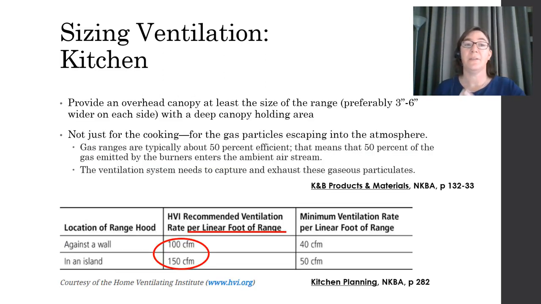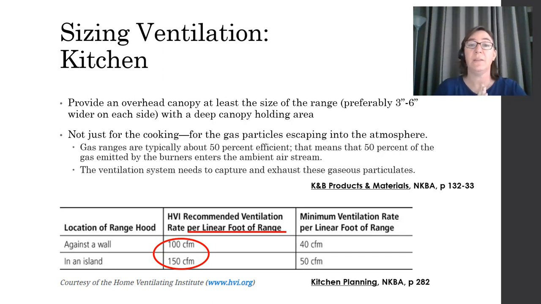First of all, don't forget that you want to provide a canopy of at least the size of the range and preferably 3 to 6 inches wider on each side. This isn't just to capture the grease and odors from cooking, it's for the gas particles from your gas range that escape into the atmosphere. The ventilation system needs to capture and exhaust these particles.